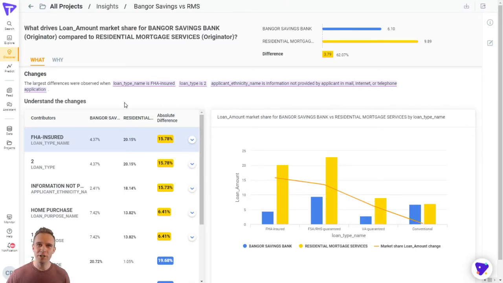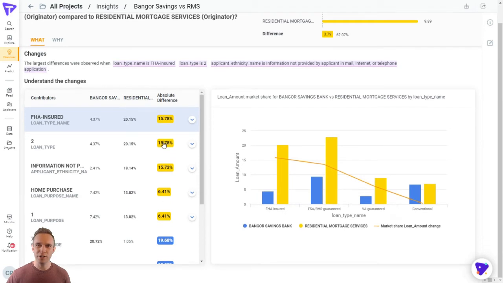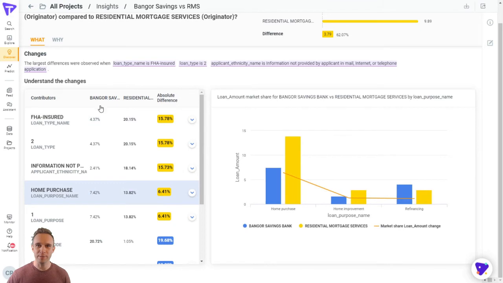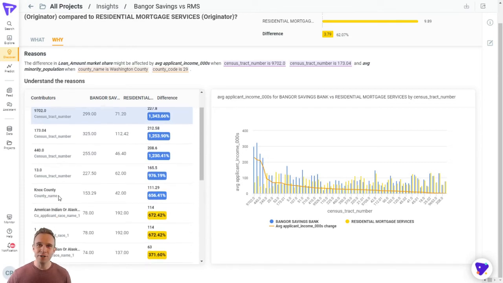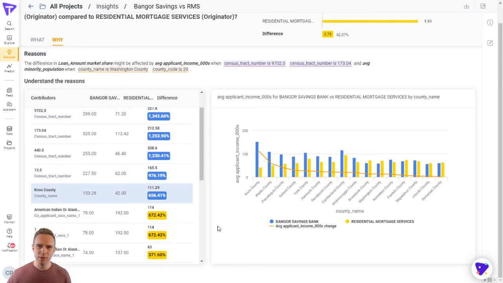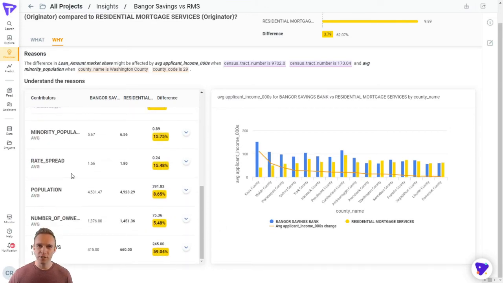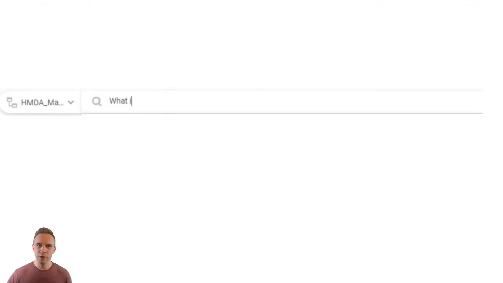The number one market share company has a 20% market share for FHA loans versus Bangor Savings only 4% market share for the same loan set. This alone is the largest driver of the market share differences between the top two originators in 2017. What could Bangor Savings do to aggressively target more FHA loans? Looking at the Y section of this insight, we can see that the average applicant income is almost 18% lower for residential mortgage services.